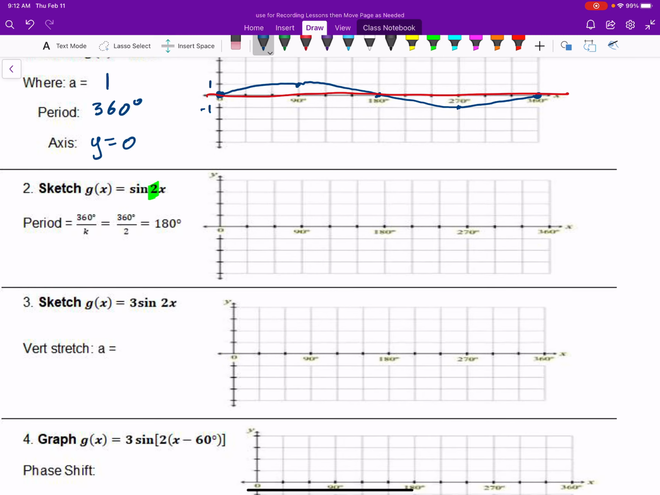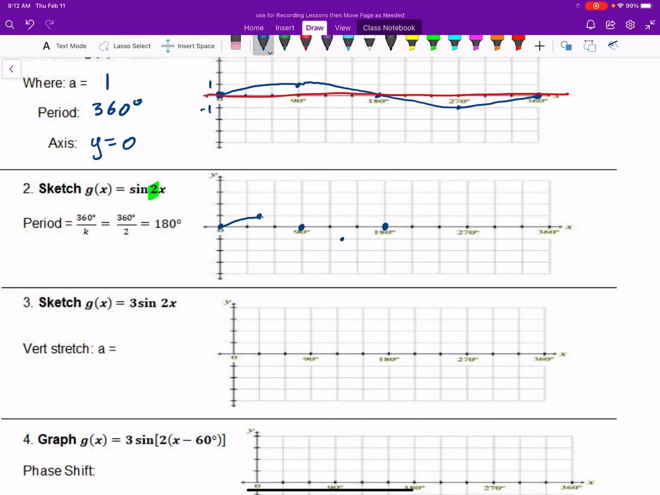So instead of doing one full cycle in 360 degrees, I'm going to do one full cycle in half of that, which is 180. So everything is going to get compressed in half. So the midpoint, instead of being at 180, will be at 90. The maximum, instead of being at 90, will be at 45. The minimum, instead of being at 270, will be at 135.